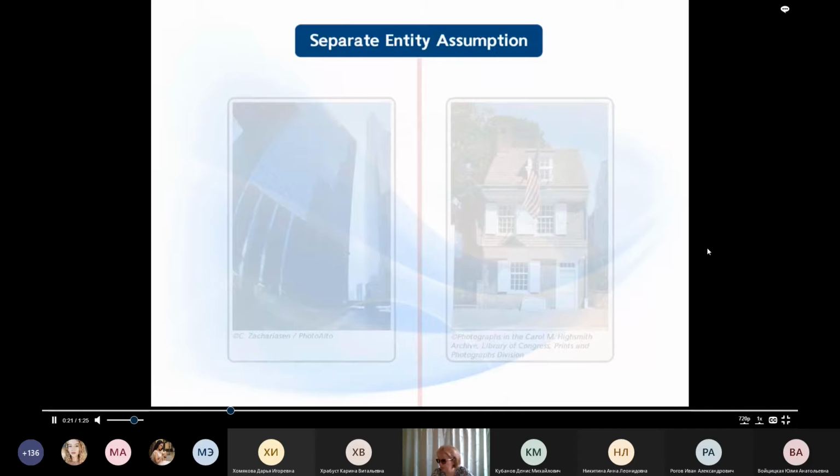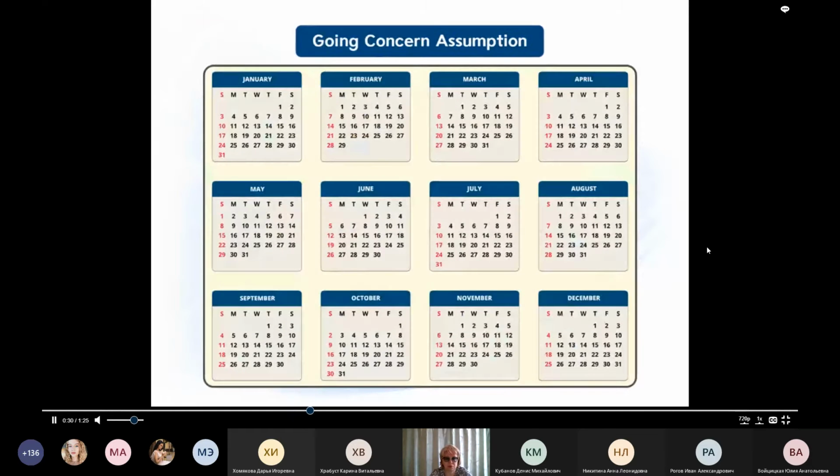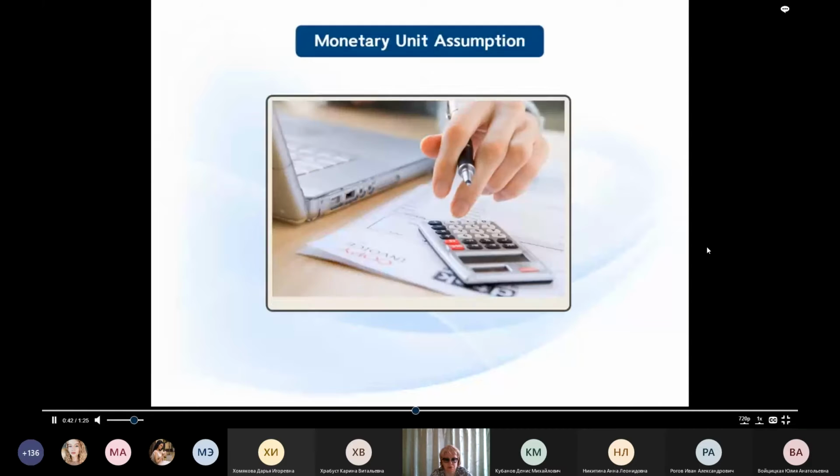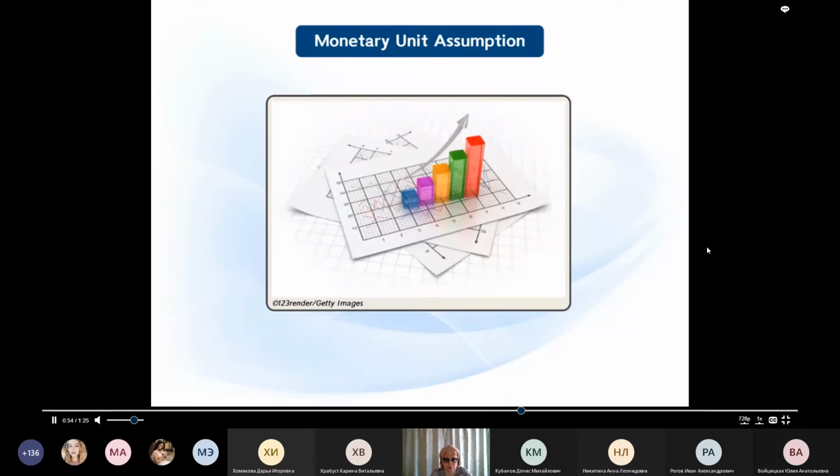This means, for example, that when an owner purchases property for personal use, the property is not an asset of the business. The going concern assumption states that unless there is evidence to the contrary, we assume that the business will continue operating into the foreseeable future, long enough to meet its contractual commitments and plans. Under the monetary unit assumption, each business entity accounts for and reports its financial results primarily in terms of the national monetary unit, for example, dollars in the United States, without any adjustment for changes in purchasing power, for example, inflation.